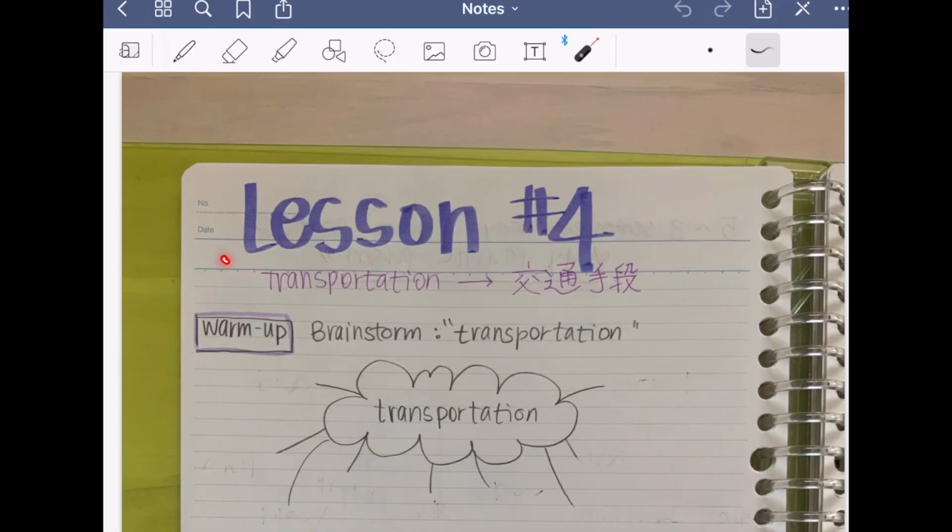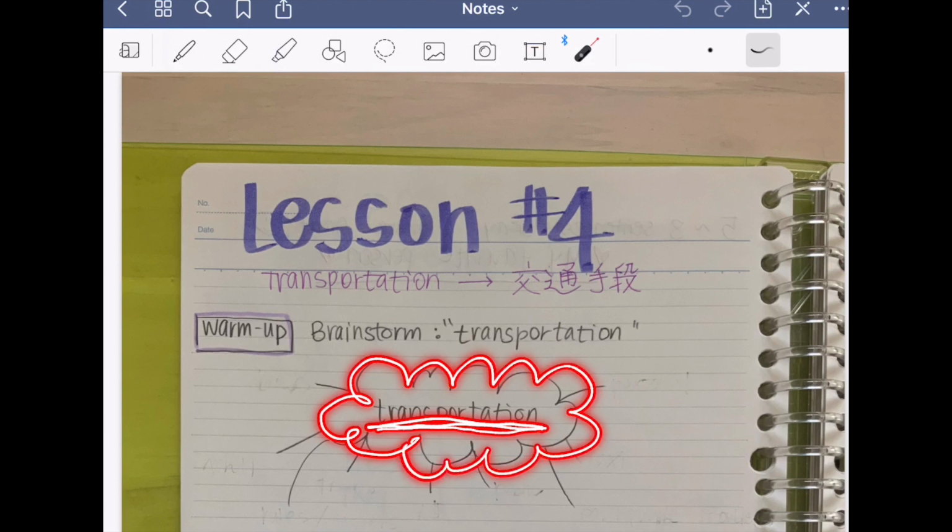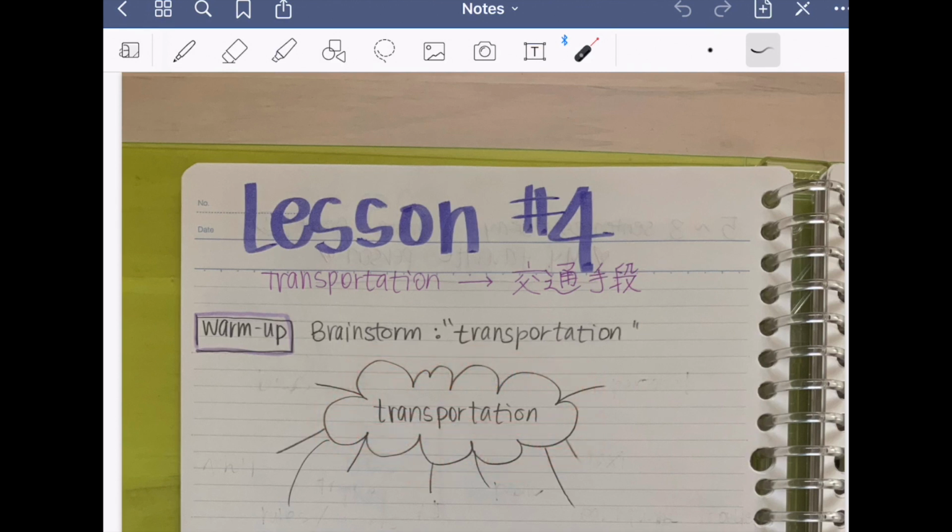All right, guys, go ahead and write lesson number 4 at the top of your paper. Then underneath that, please write transportation. All right, so go ahead and write warm up. Brainstorm, transportation. And then boom, just write transportation again and then draw a cloud around it. That's it. That's your setup for brainstorming.